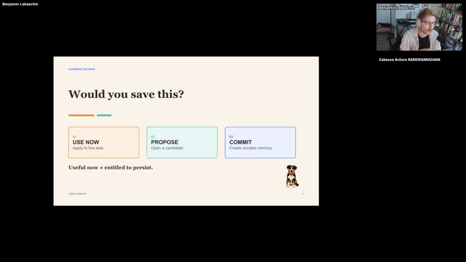Would you use it now? Would you propose to save it? Or would you automatically commit it to working durable memory?